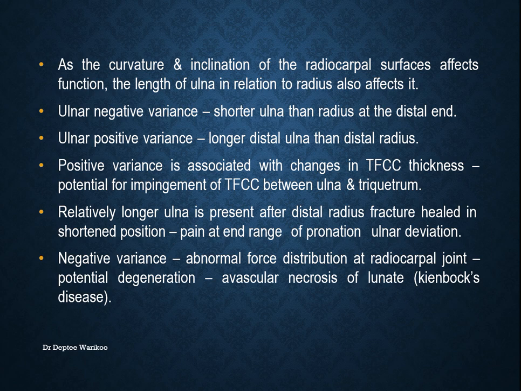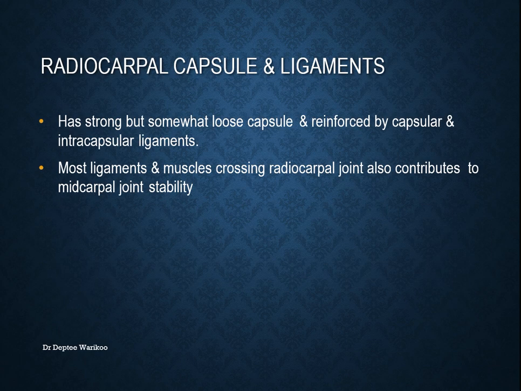Ulnar negative variance may result in abnormal force distribution across the radiocarpal joint. That will potentially cause degeneration at the radiocarpal joint. So we could say negative ulnar variance may lead to some degeneration, which may lead to abnormal force distribution at the radiocarpal joints, and there could be avascular necrosis of the lunate, that is Kienbock's disease. So when there is Kienbock's disease, there is a possibility of having a negative ulnar variance.